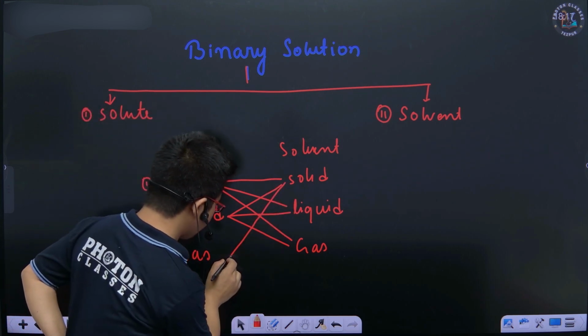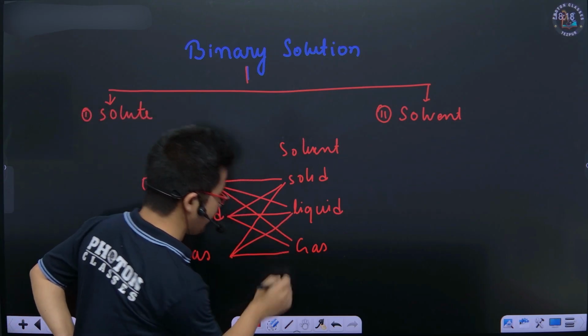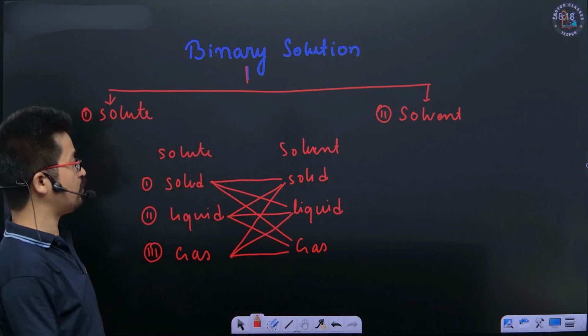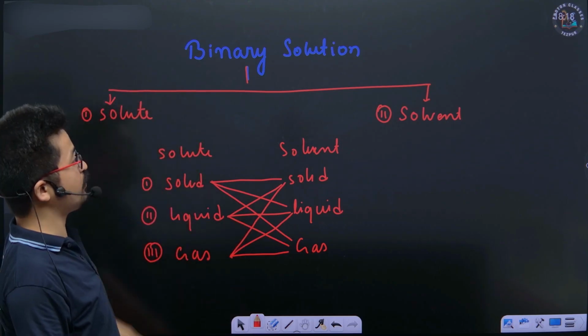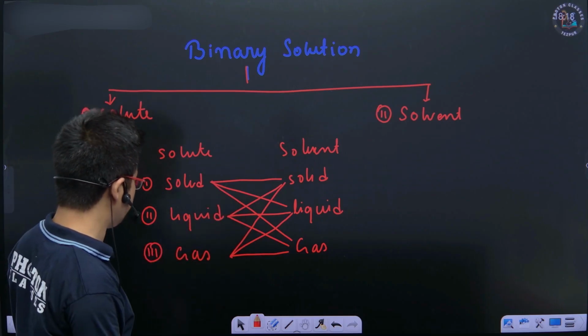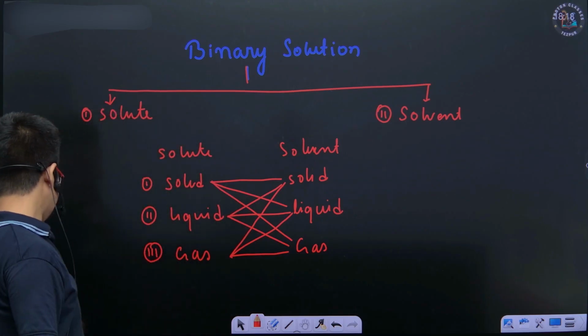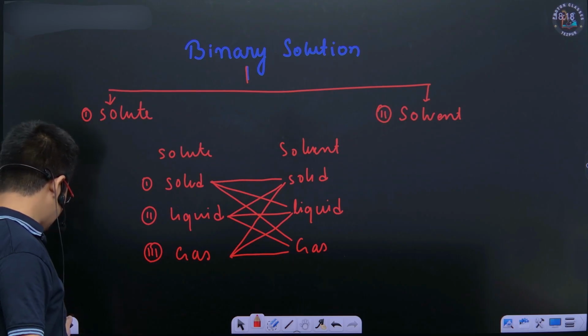So similarly, the solvent can be in liquid state and the solvent can be in gas state. In this way, we will be getting the next three types of solution. That means on the basis of physical state we will be getting a total of 9 different types of solution. Okay, so let us now learn these 9 different types of solution one by one with an example.